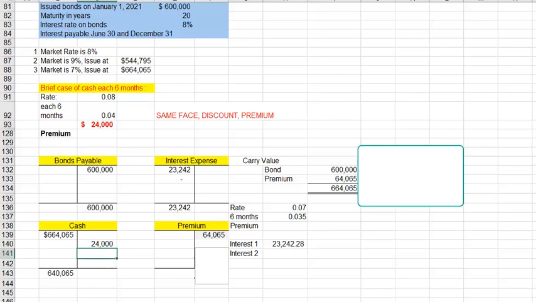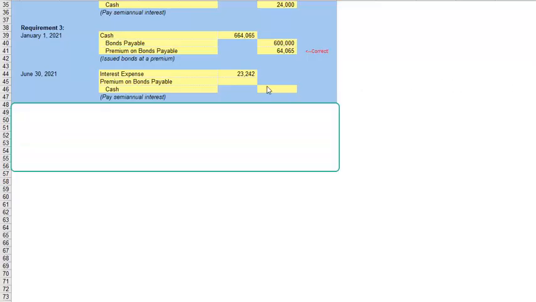Let's look at the journal entry. Here we are. Interest expense of $23,242 being increased and cash being decreased by $24,000. The difference here is going to go to the premium on the bond. As you can see, we need a debit to balance this out. Let's use our calculators and do the subtraction here of 24,000 minus 23,242. It is going to be $758.